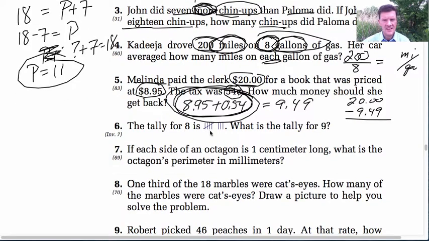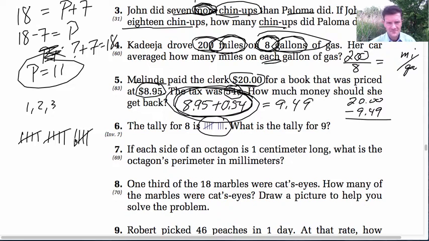Alright, the tally for 8, this is how you mark the number 8. Like let's say you were counting the number of people that walked past you and you started to count them. Instead of writing the numbers 1, 2, 3, you can put just a mark. 1, 2, 3, 4. And then when you get to 5, you put a line across those 4. That's 5, 6, 7, 8. That's what they mean by the tally marks for 8. What is the tally for 9? You would just add one more right there. That's the tally for 9. 10 would be like that. 11, one more. 12, 13, 14, 15, etc.